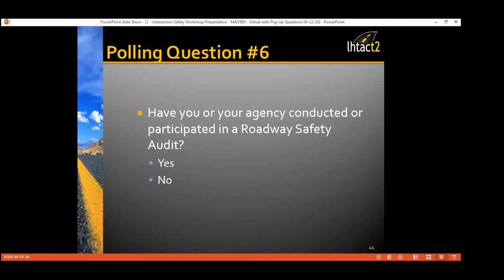I would be interested to see how many have participated or have had a roadway safety audit. So the polling question is up. Has your agency conducted or participated in a roadway safety audit? We'll just give this a couple more seconds. It looks like we've got a good response so far. All right, last call. Has your agency conducted or participated in a roadway safety audit?